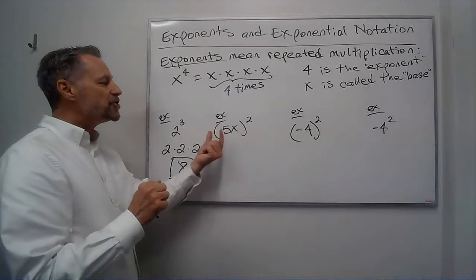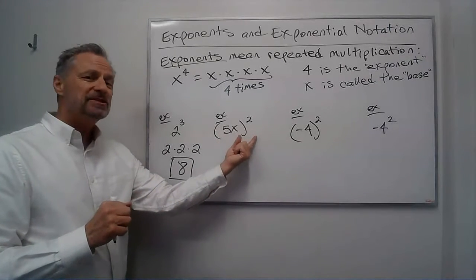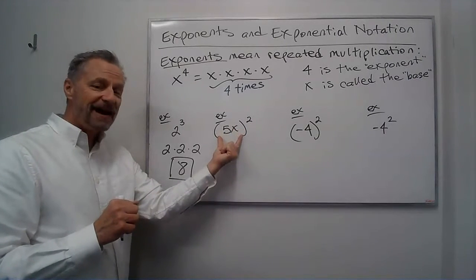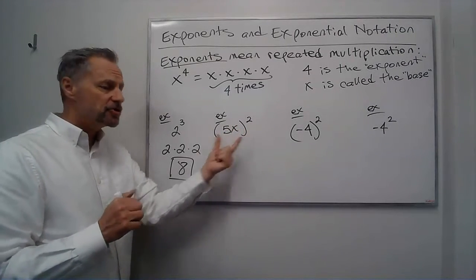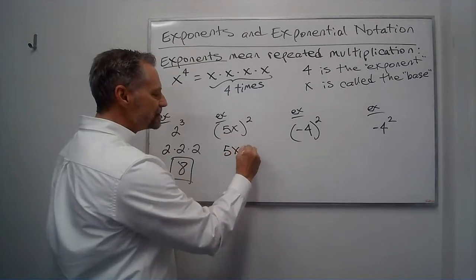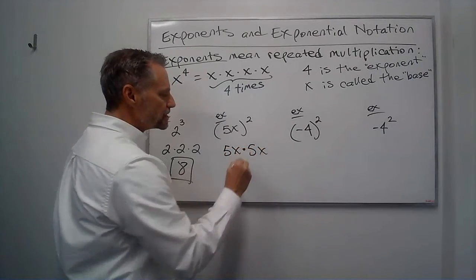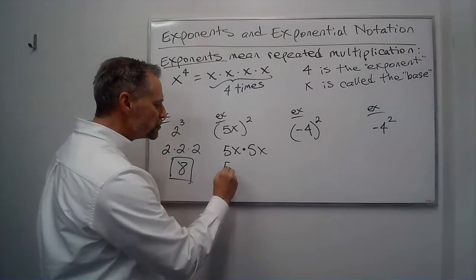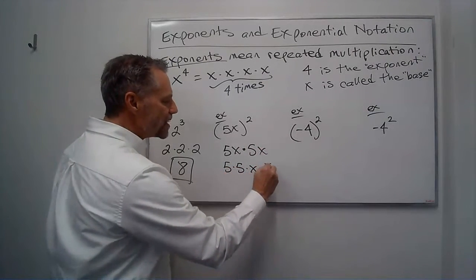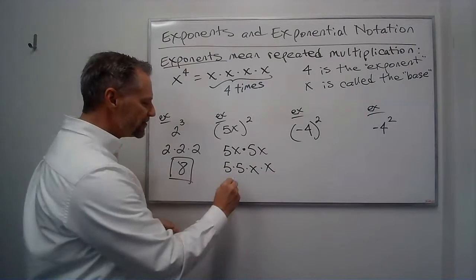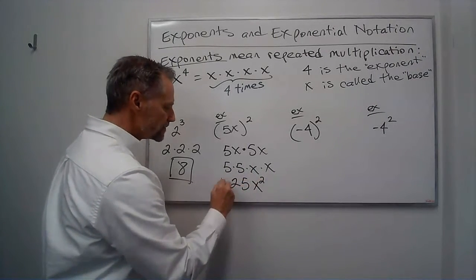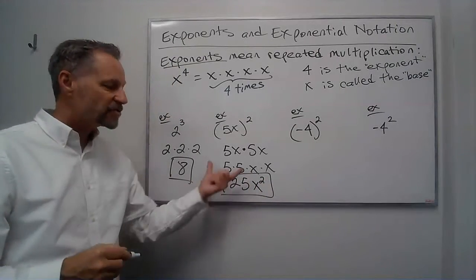Okay. Now notice this time I've got parentheses with the 2 on the outside. 2 is the exponent. It means multiply 5x together 2 times. So that's 5x times 5x. Well, we know from the commutative property of multiplication, I can just group those together, move those around. 5 times 5 is 25. X times x is x squared. And so that's how that works.